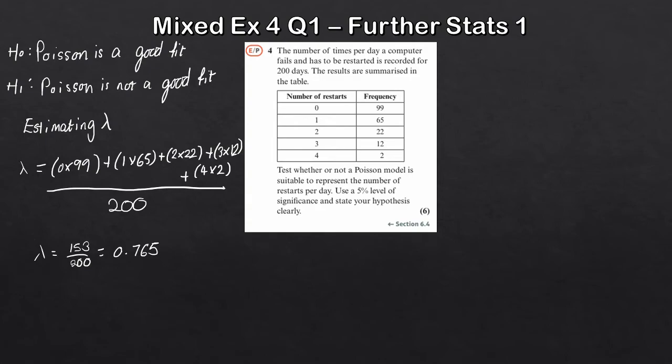Now we can use this value of lambda to work out our expected values. This is where having a graphical calculator will save you so much time. For this next part I'm going to write down the actual method, but everything I calculated was using my graphical calculator. If you have to do it by hand, it's going to take you a lot longer. So, calculating expected frequencies.